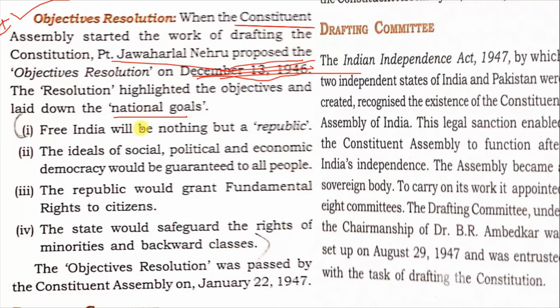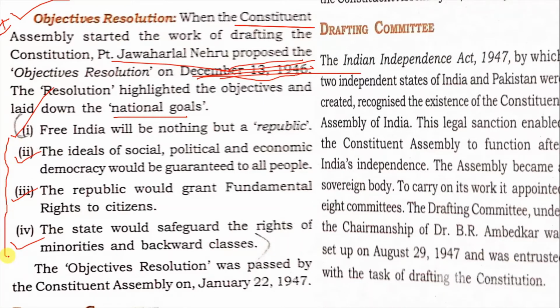Okay. So free India will be nothing but a republic. Then the ideals of social, political, and economic democracy would be guaranteed to all people. Then the republic would grant fundamental rights to citizens. Then the state would safeguard the rights of minorities and backward classes. So these four are very, very important.